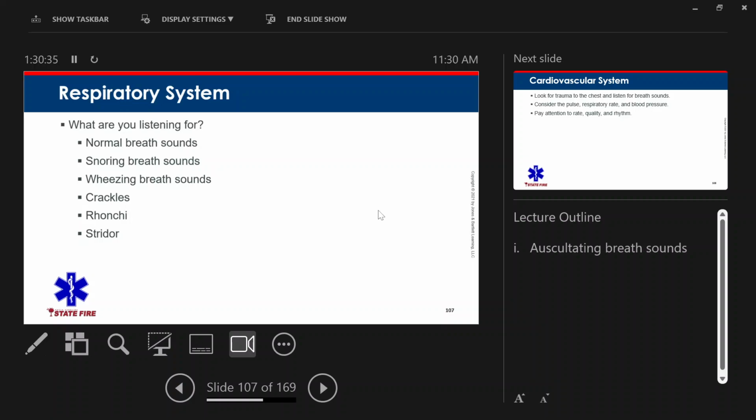This stuff's important. Crackles will be in the bases, and it means they're not okay. Drowning patients, congestive heart failure patients, toxic exposure patients to poisons or smoke, those people will fill their lungs with fluid.